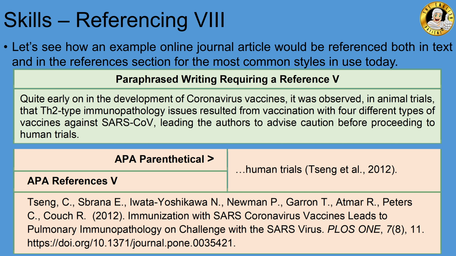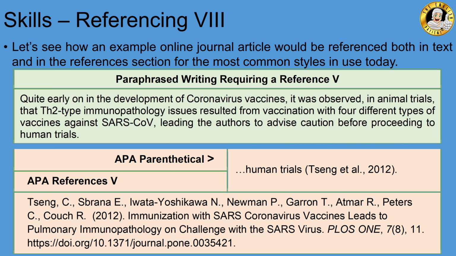So first we need the in-text citation. In APA style, this is a parenthetical citation. So after human trials, we would open a bracket, and inside there we would have Tseng et al., and others, comma, and then 2012, the year of publication. Close the parentheses and then put your full stop.